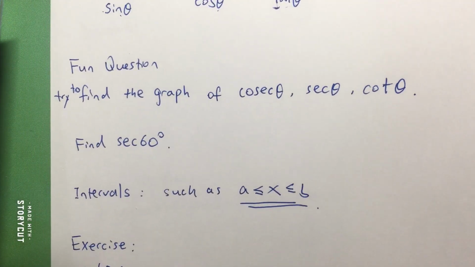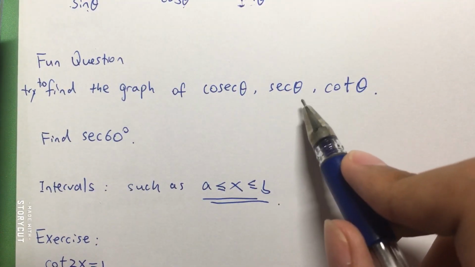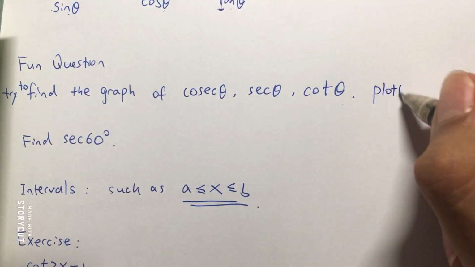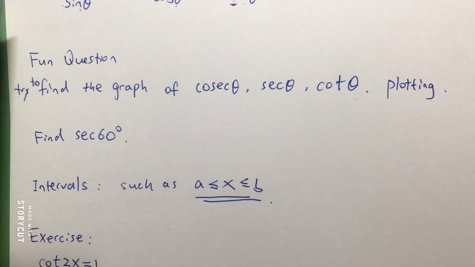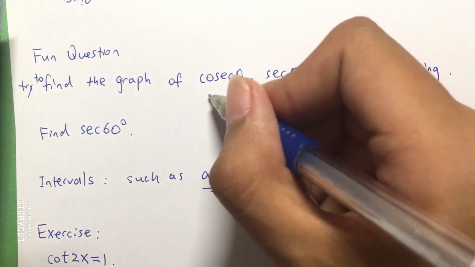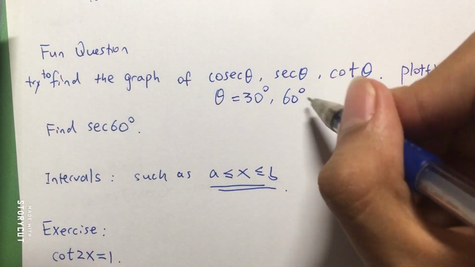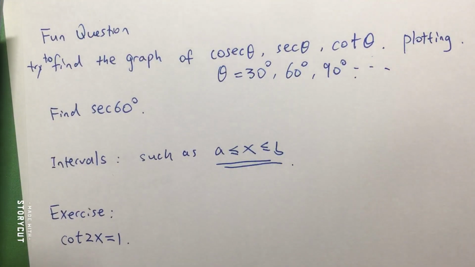Okay, so now let's do some fun questions. Try to find the graph of cosecant theta, secant theta, and cotan theta by plotting it. I'm not going to do this, it's your homework. If you have time, you can try it, because it will be quite useful. You can just try some values such as 30 degrees, 60 degrees, 90 degrees on your calculator, and so on, and you will get the graph.